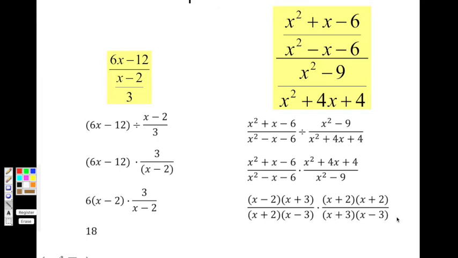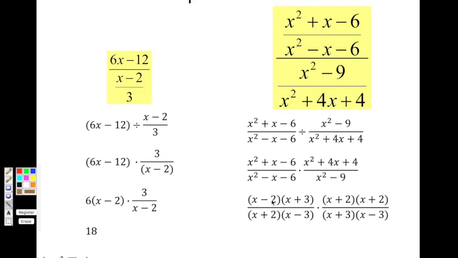So now we need to cancel out anything that is the same on the top and on the bottom. Okay, do I have an x minus 2 on bottom? No. Do I have an x plus 3 on bottom? Yes, so I can cancel all my x plus 3 and my x plus 3. Okay, do I have an x plus 2? Yes, I can cancel out one x plus 2 and an x plus 2.